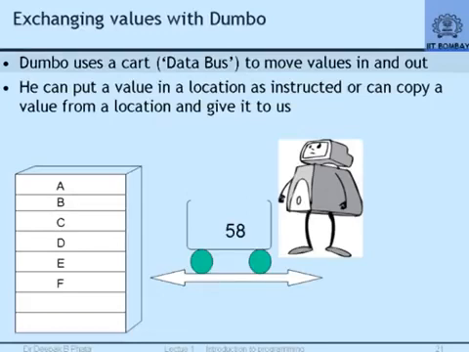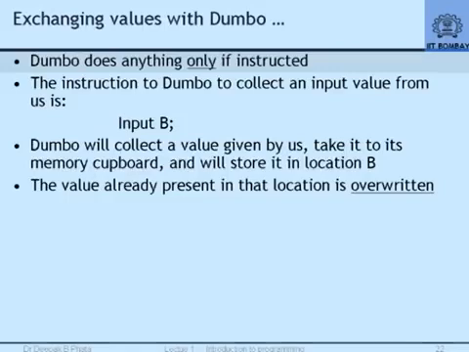For exchanging values, Dumbo uses a cart. You are familiar with a cart? Wheel, cart, first machine, right? So Dumbo uses this, takes from us a value into the machine or takes a value from the machine and gives it to us. Since Dumbo does anything only if instructed, Dumbo requires a program to be written. So we require a programming language. So we define a programming language for Dumbo. We have to define only simple instructions: input, output, computations.